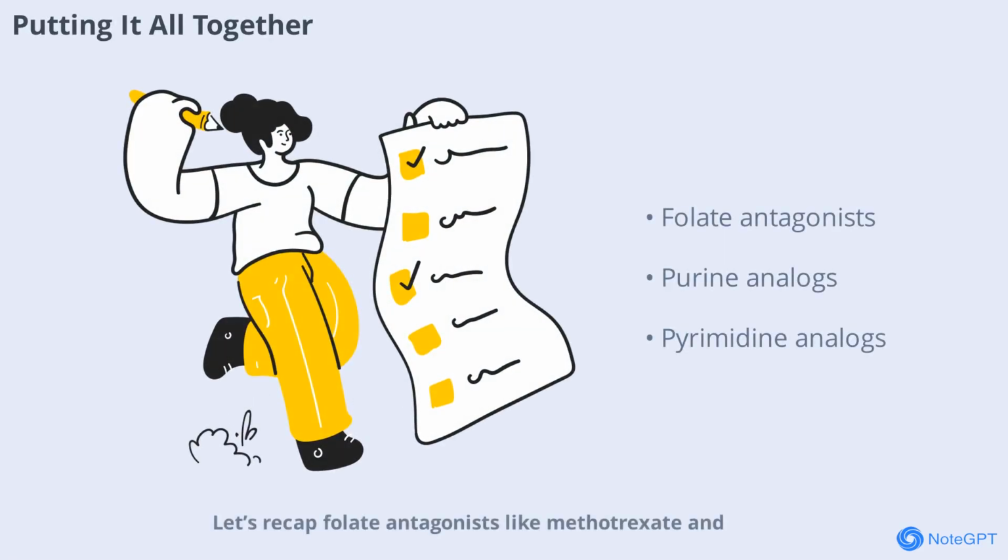Let's recap. Folate antagonists like Methotrexate and Pemetrexed target DHFR and thymidylate synthase, with mucositis and nephrotoxicity as signature risks. Purine analogs like 6-mercaptopurine, Fludarabine, and Cladribine disrupt DNA and RNA synthesis, with myelosuppression and TPMT risk as key concerns. Pyrimidine analogs like 5-FU, Cytarabine, and Gemcitabine block thymidylate synthase or get built directly into DNA, with hand-foot syndrome and cerebellar toxicity as signature risks.